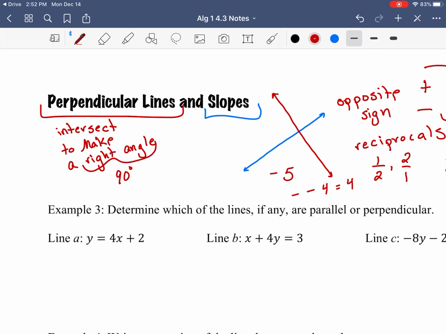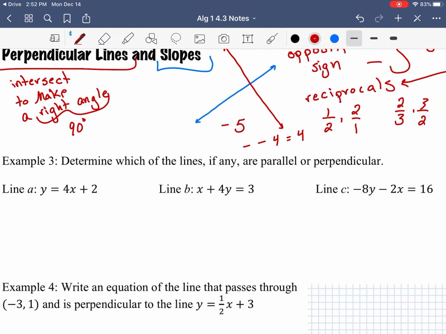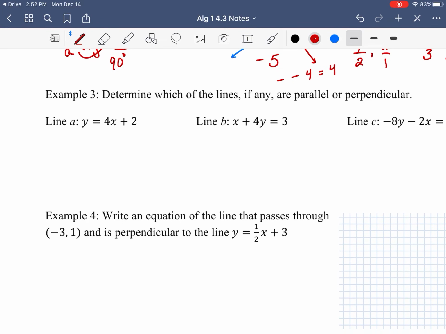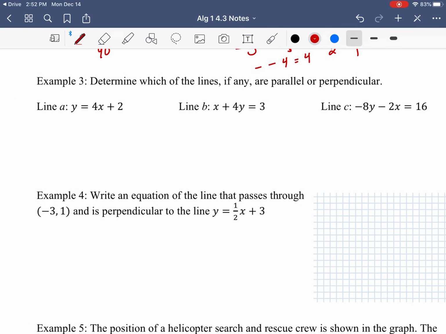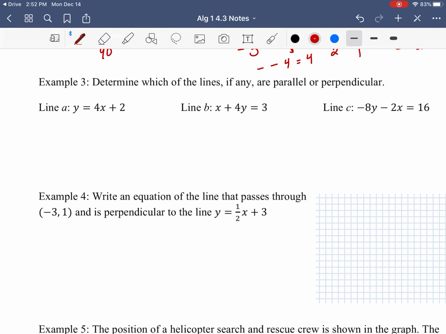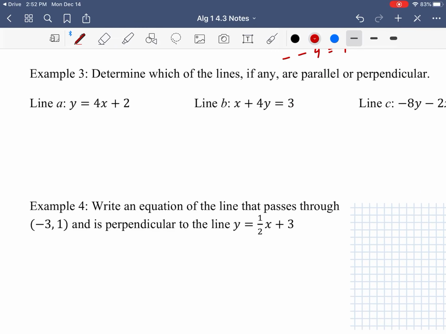So perpendicular lines have negative reciprocal slopes. Okay. So for me to tell if any lines are parallel or perpendicular, I need to find their slopes. Sometimes it's pretty straightforward finding the slope. Here in this example 3, this line A, y equals 4x plus 2, I can tell there the slope is 4. Okay. Hey, this next one though requires a little work.